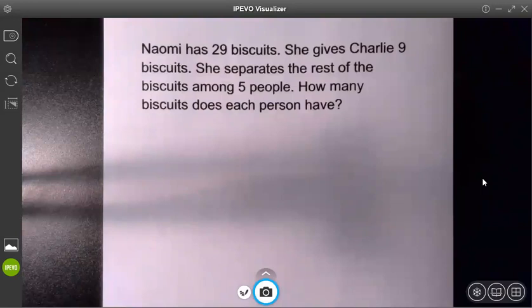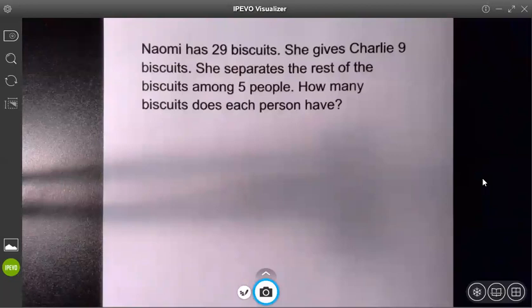This problem says Naomi has 29 biscuits. She gives Charlie 9 biscuits. She separates the rest of the biscuits among 5 people. How many biscuits does each person have?